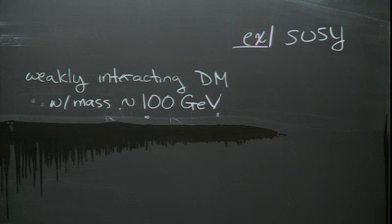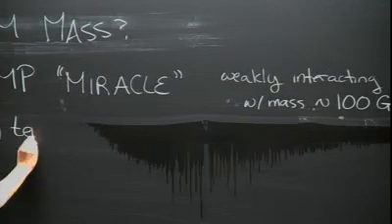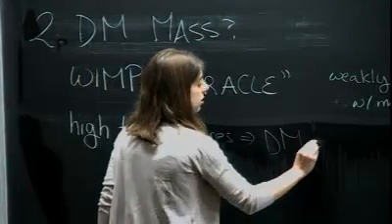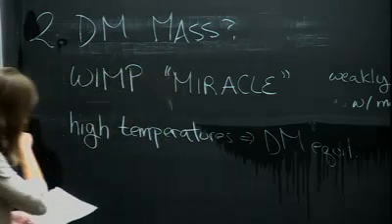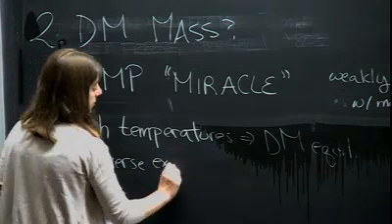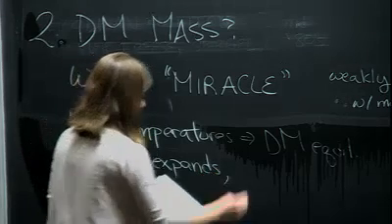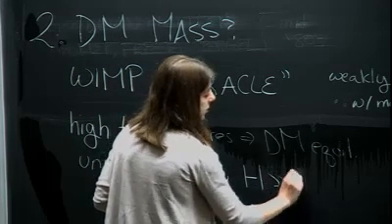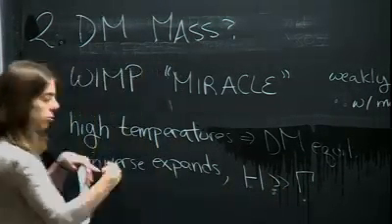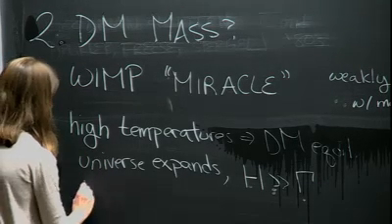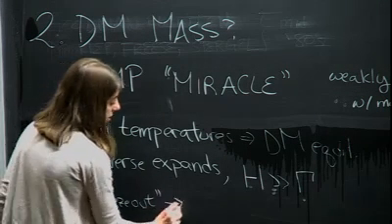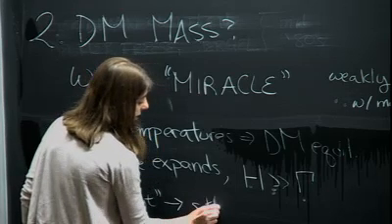So said another way, at high temperatures, we know that the dark matter is in equilibrium. Then, as the universe continues to expand, at some point, the interaction rate for the dark matter, gamma, is going to be much smaller than the Hubble rate. And it's at this point that the dark matter particles can't find each other anymore. And so what happens at that point is called freeze out. And that ends up setting the dark matter density today.